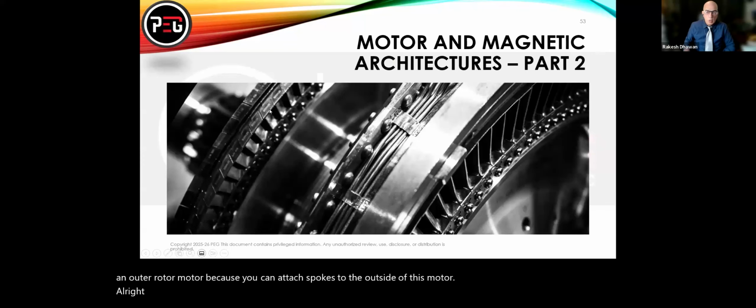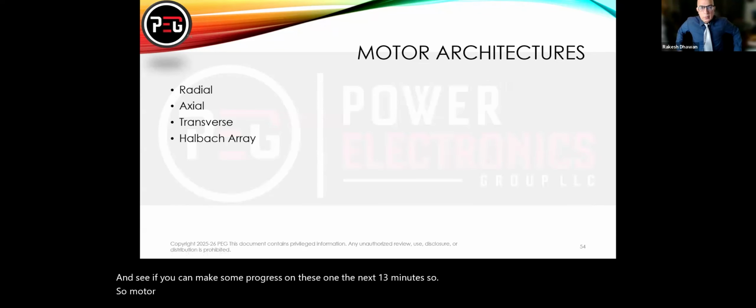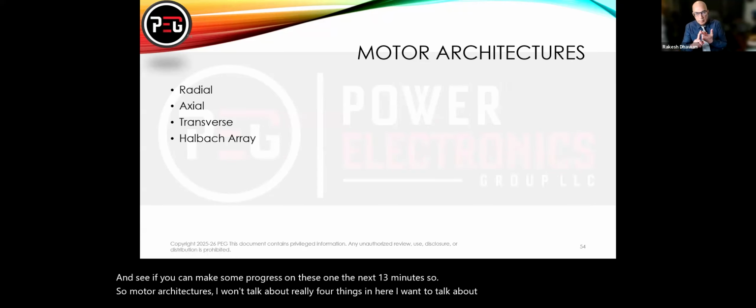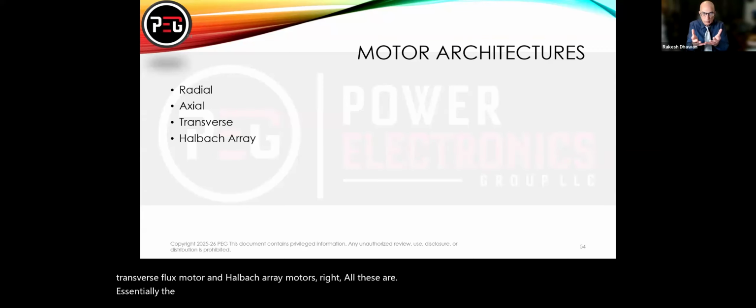Let's see here. So we go to module 2, motor architecture. I want to talk about really 4 things in here. I want to talk about the radial motor, axial flux motor, transverse flux motor, and Halbach array motors, right? All these are essentially the set we consider when we talk about designing a motor.